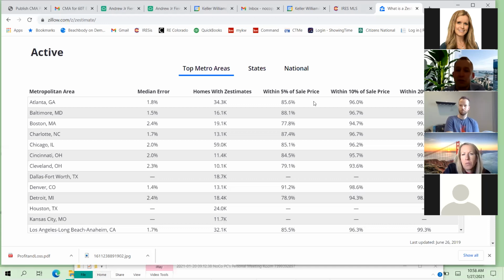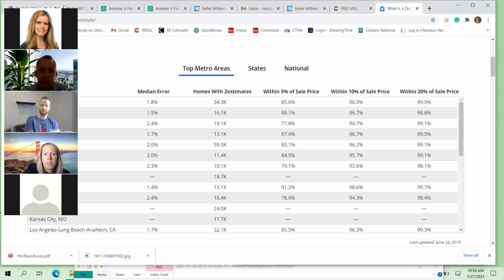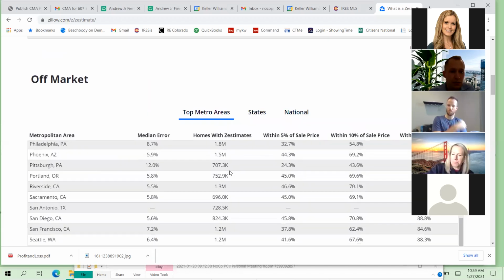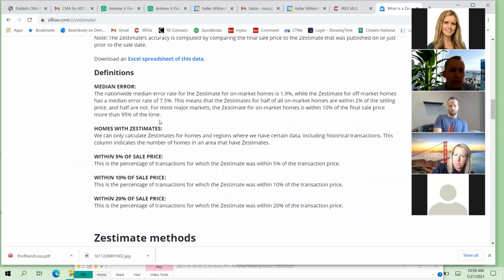But go through here, make yourself aware of this, and then go over here to within 10%. That means 2% of the time in Denver, Colorado, they are off between 5 and 10%. The median error range is 1.4%. So do all of those calculations. Start to show them how far off Zillow can be, and then scroll down here and have them read this too. And just do those calculations.